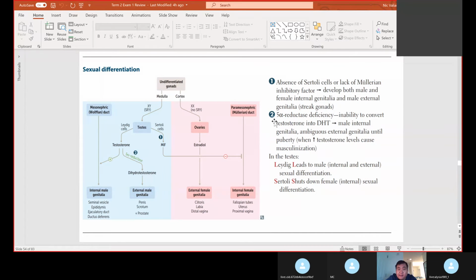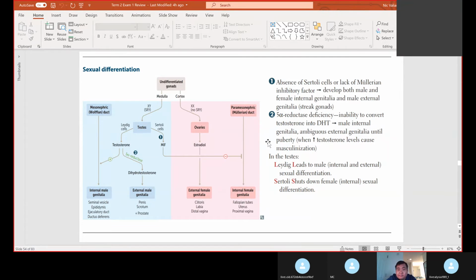High yield, 5-alpha reductase deficiency. You cannot convert testosterone to dihydrotestosterone. So what happens? Ambiguous external genitalia. You cannot develop the penis, scrotum, and the prostate. So you can have increased testosterone levels, which cause masculinization during puberty.